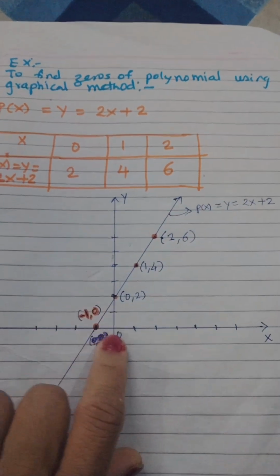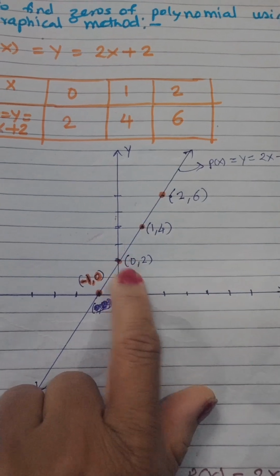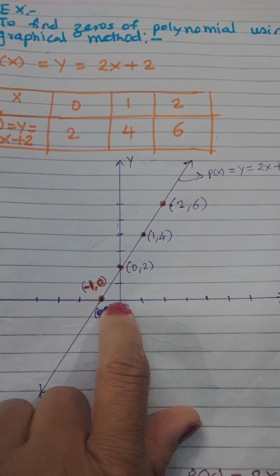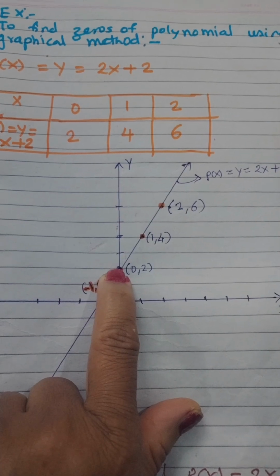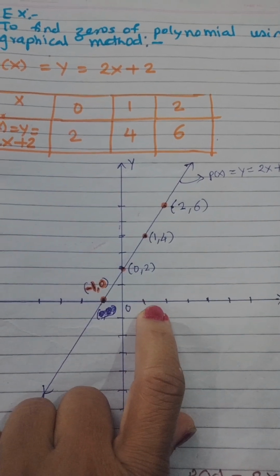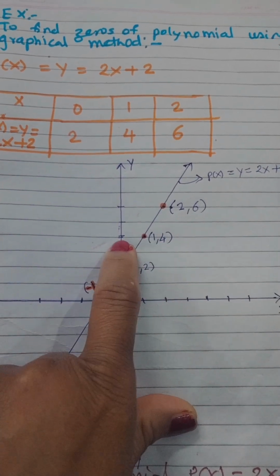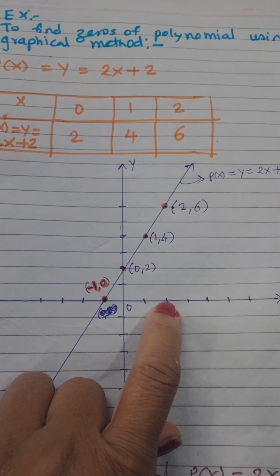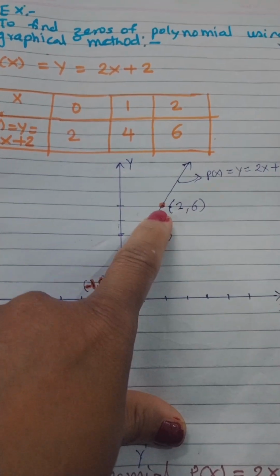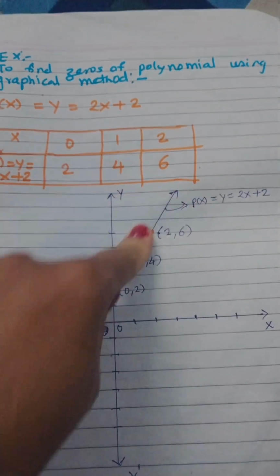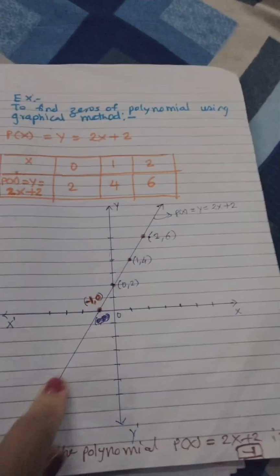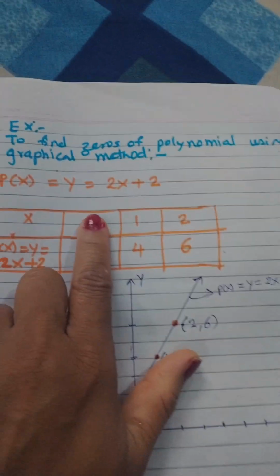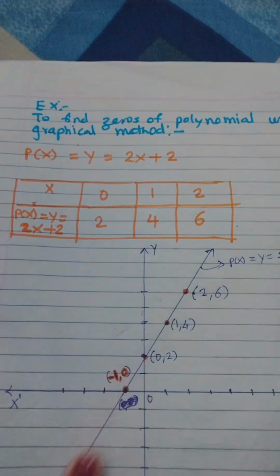Now we plot this point here, 0 and 2, will be here because x is 0 and y is 2. So this point we get here. Now here x is 1 and y is 4. So we get a point here. Now here x is 2 and y is 6. So we get this point here. Now we join these points and draw the graph. The graph we get is a straight line because this is a linear polynomial. For a linear polynomial we get the graph as a straight line.